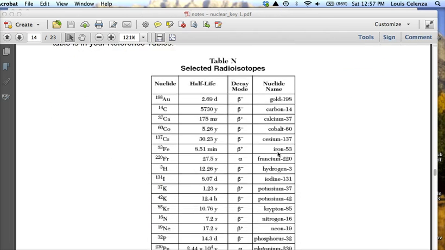Now, the other thing is, if you look at table N, this is table N here. It's also in your reference tables. We've already talked about decay mode. Decay mode tells you whether something undergoes alpha decay or beta decay or positron decay. That's all that tells you. And you do need that for the section on alpha, beta, and positron decay. We don't need this for this section. We're interested in the half-life.